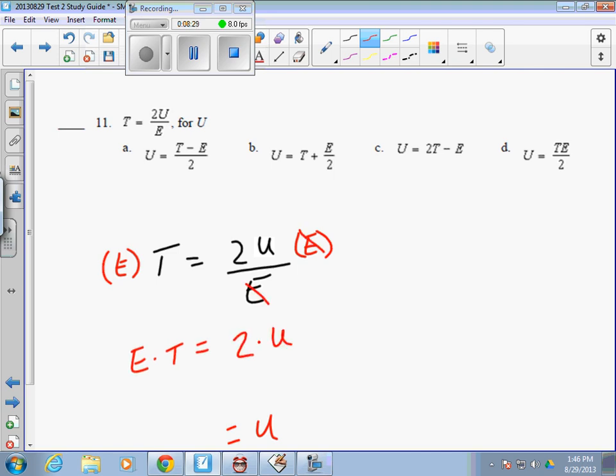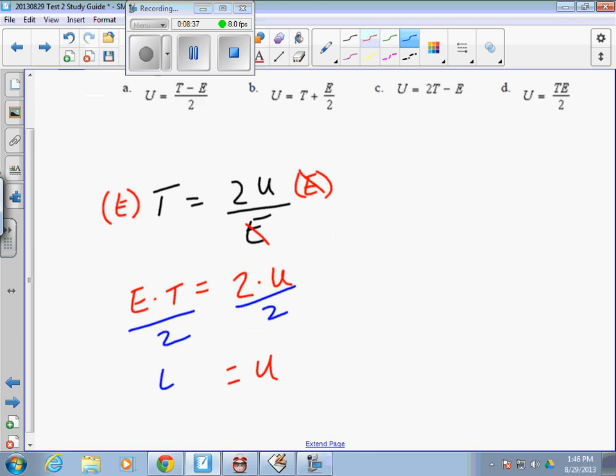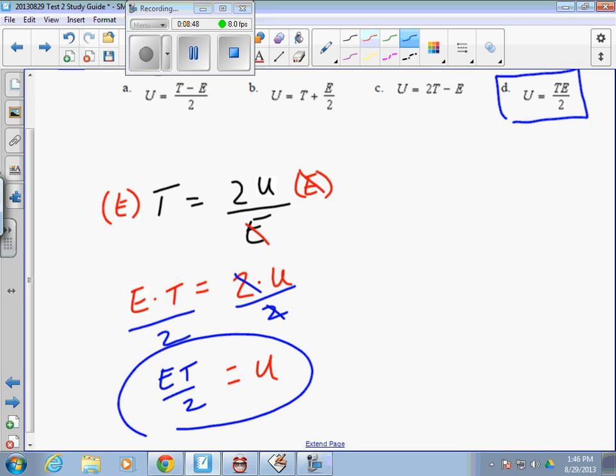Still don't have u by itself. You have to undo 2 times something by dividing by 2. Divide the right, do the same to the left. e t divided by 2, or e times t over 2, is equal to, these will cancel out, leave you with just u by itself. So u equals et or te. Notice t times e is the same thing, over 2.